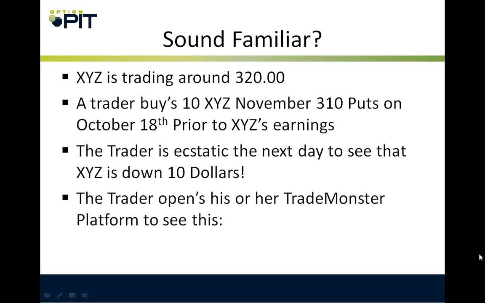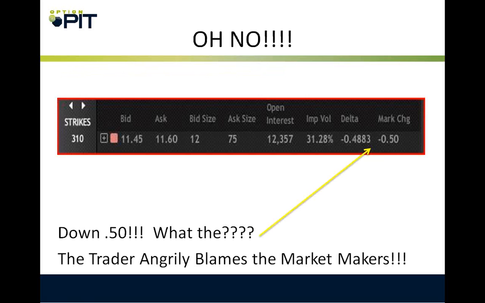All right. Stock XYZ is trading around $320. A trader buys 10 XYZ November 310 puts on October 18th prior to XYZ's earnings. The trader is ecstatic the next day to see that XYZ is down $10. The trader opens his TradeMaster platform, or we can look at it in Thinkorswim here momentarily, and they see this.